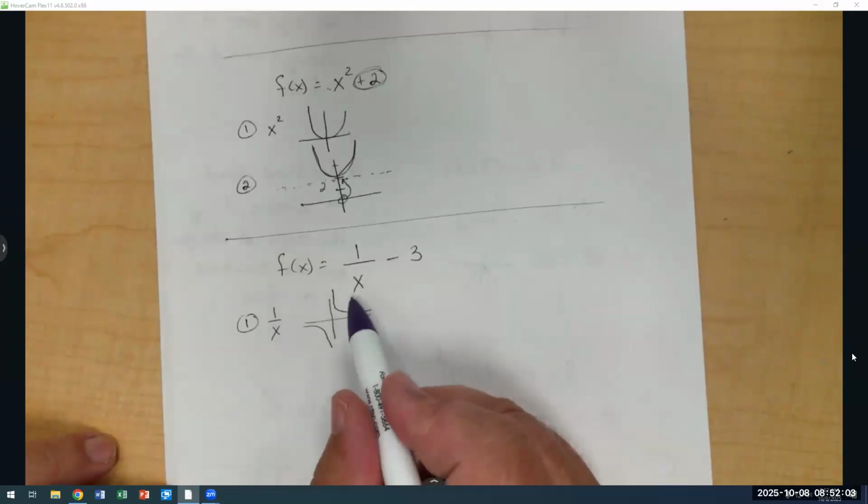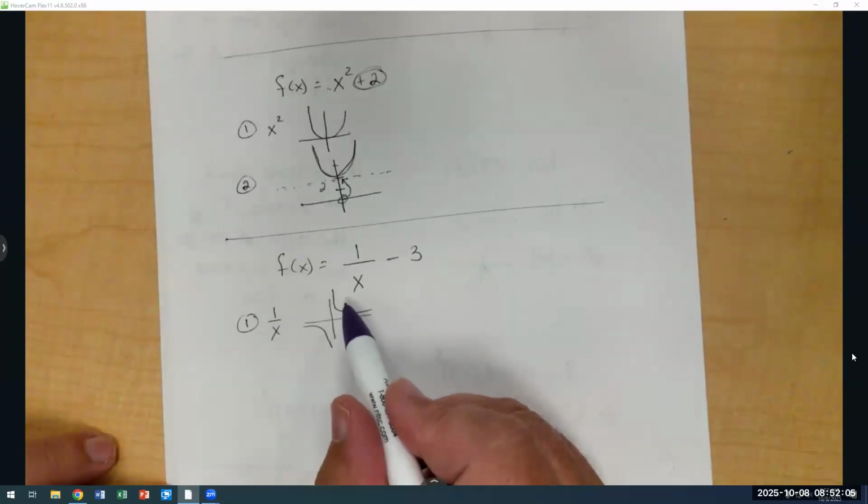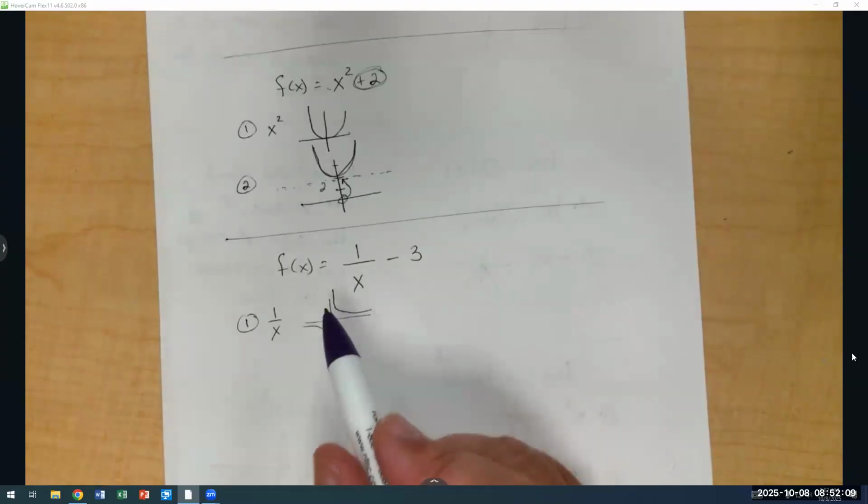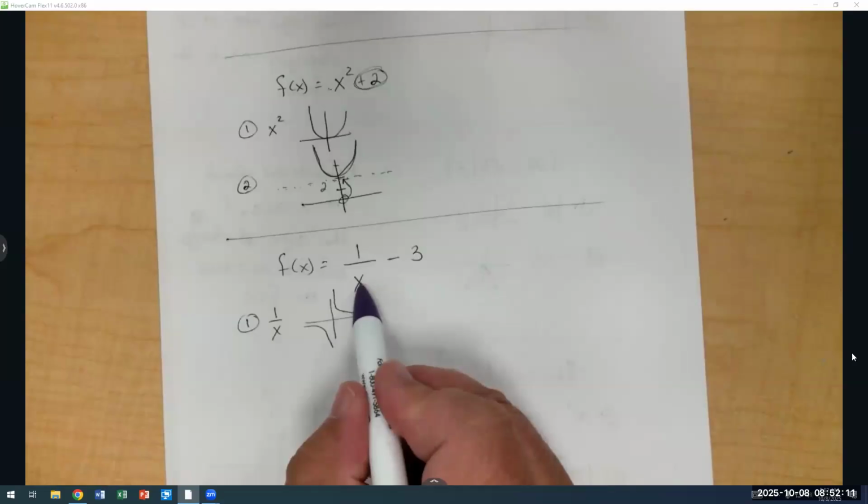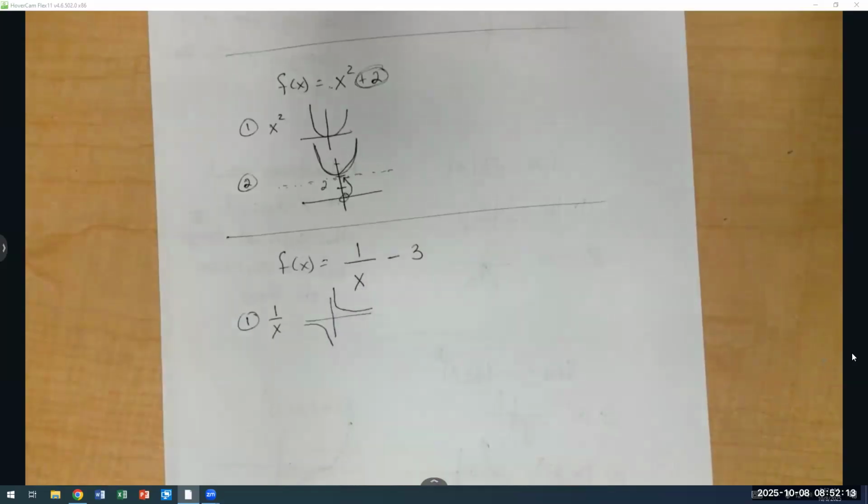Is there a horizontal shift? When we ask, is there a horizontal shift? Is there a parenthesis around the x? Does it have any numbers around the x? No, so there's no horizontal shift.